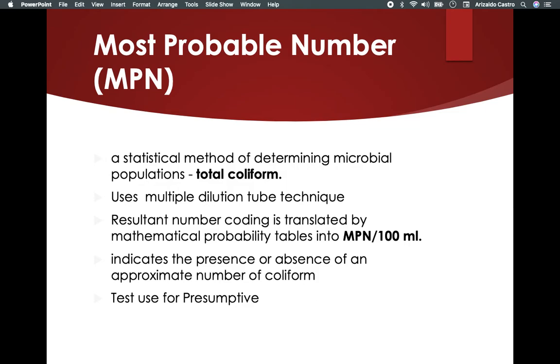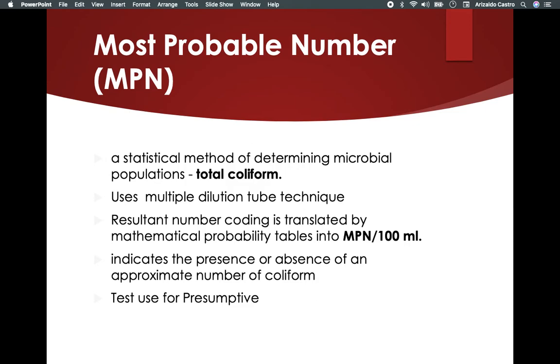Okay, now let's review the method that we employed, which is the most probable number method. The most probable number method is a statistical method of determining microbial populations, a total coliform. It is a technique that uses multiple dilution tubes, with the resulting number coding translated mathematically into tables. So you have your index values, your MPN per 100 ml values, and the MPN will indicate the presence or absence of an approximate estimate number of coliforms.